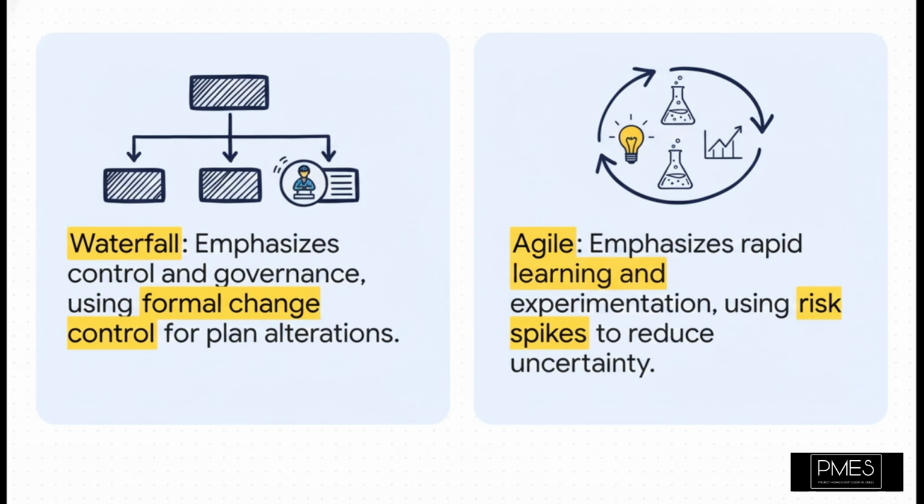It's very structured, and it can be pretty slow. Then, on the other side, you have Agile, which kind of welcomes uncertainty. Instead of a big formal process, an Agile team might just run something called a risk spike, which is basically a super quick, focused experiment to get an answer, fast. It's really a fundamental difference in philosophy. Rigid control versus rapid learning.